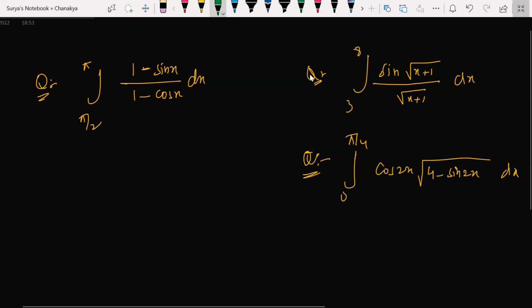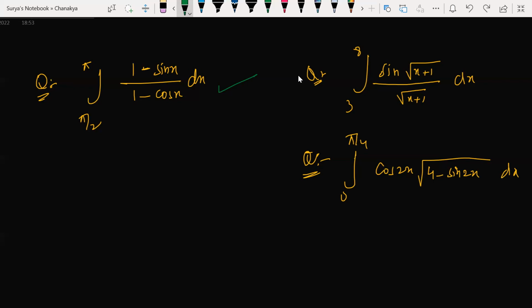Yes. Look at this. This is the question given to you. How can we solve this question? Lower limit is pi by 2. Upper limit is pi. This is lower limit. This is upper limit. Okay. Integration of (1 minus sin x) divided by (1 minus cos x) dx. Basically, 1 minus sin x can be written as what?